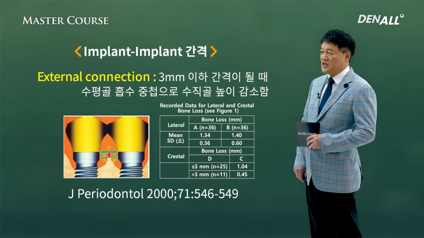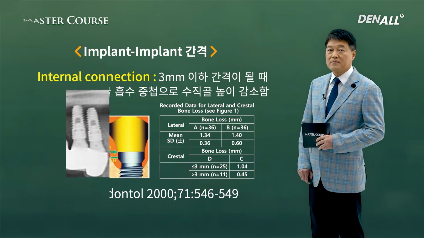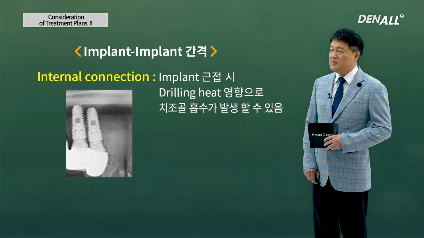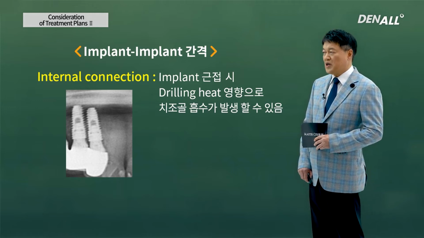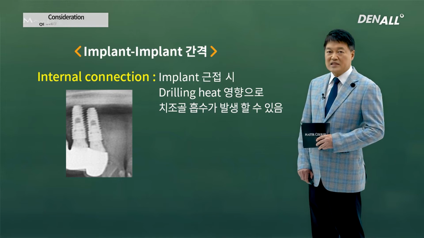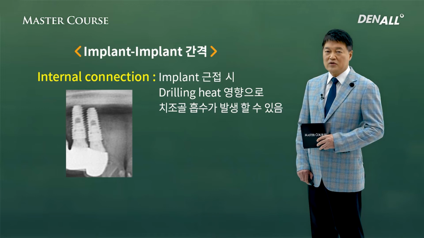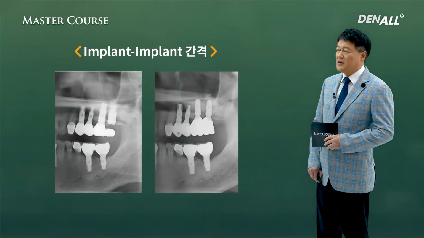Distance between implants. In external connection, if it is below 3 millimeters, horizontal bone resorption can occur and vertical height can decrease. In internal connection, if it is placed too close, because of drilling heat, alveolar resorption can occur, so you need to maintain 3 millimeter distance. In order to get a self-cleansing effect, you need to maintain 3 millimeter space.